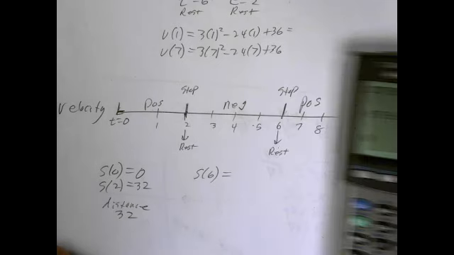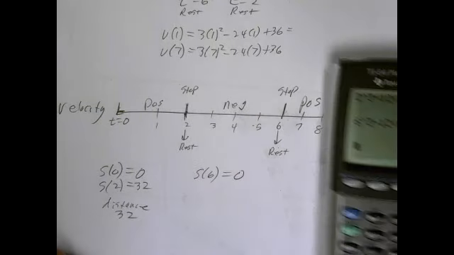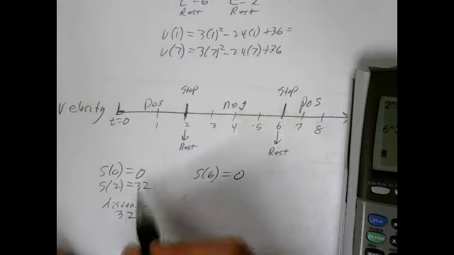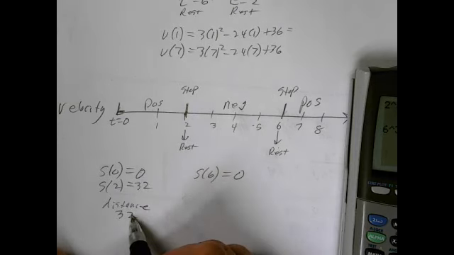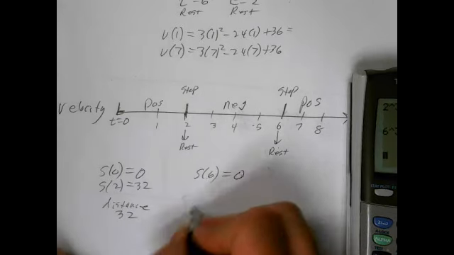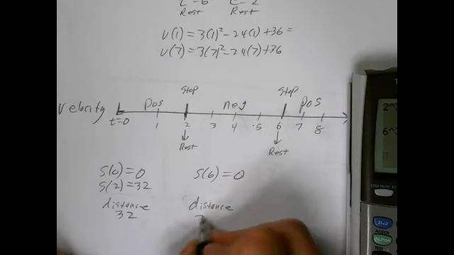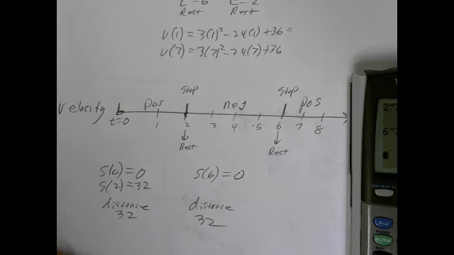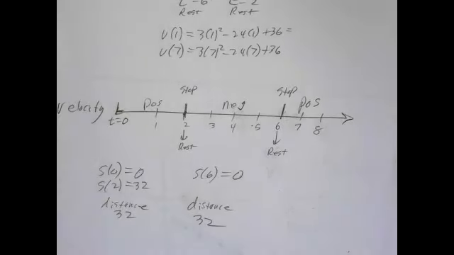And at time 6, it's back in location 0. So it moved from position 0 to position 32 in the first 2 seconds. By the time we got to 6 seconds, it was back to position 0, which means the distance traveled is another 32 units. And that's what it's asking for.